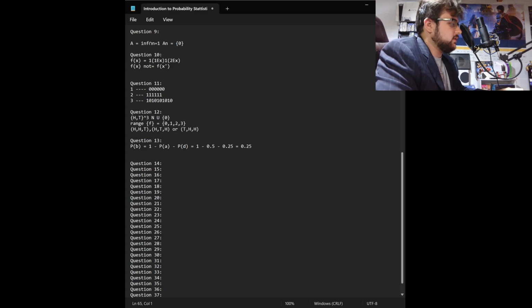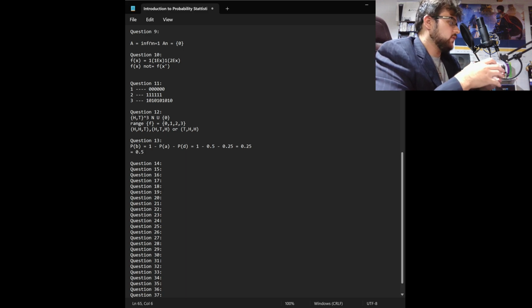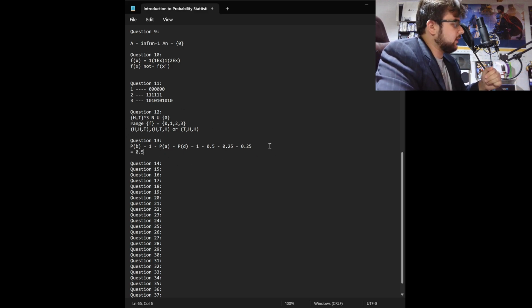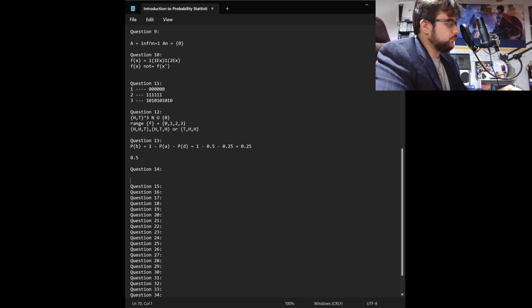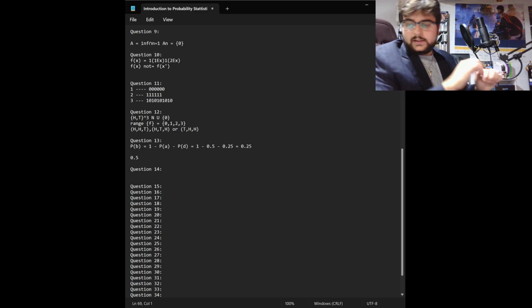For B, very similar problem. We're just going to say that it's 0.25 plus 0.25, because you take B and D and just add them together. That's it. I'm not going to do that, but this is B right here. Oh wait, 14.